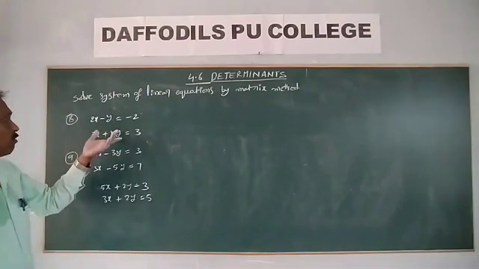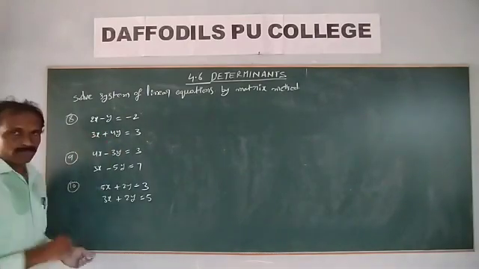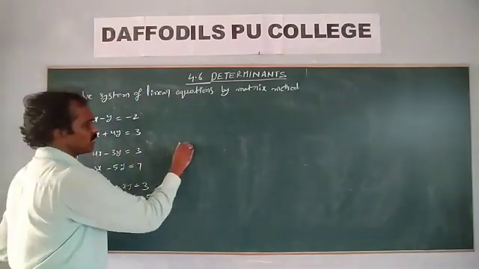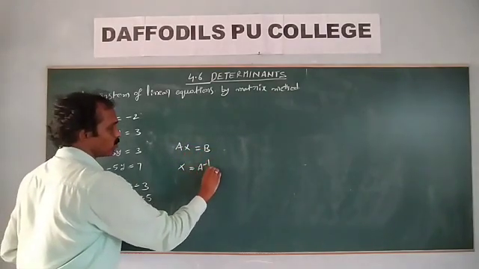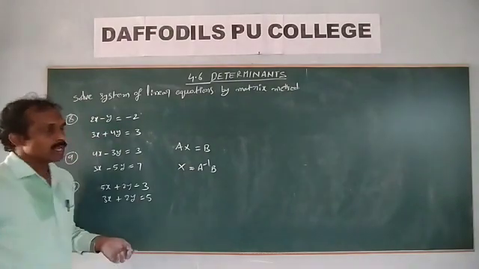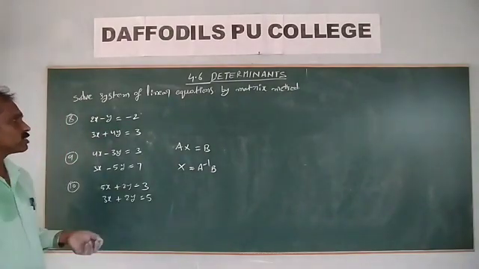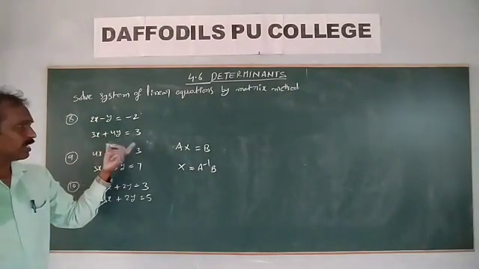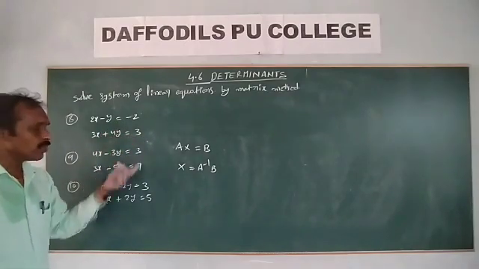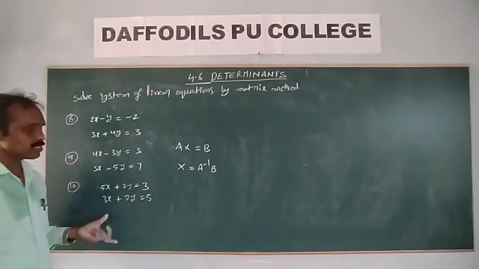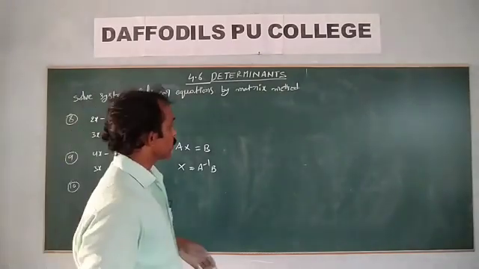Seventh problem. First of all, write these equations as AX is equal to B, that implies X is equal to A inverse into B. Afterwards find A inverse, which is 1 by delta times adjoint A. If delta is non-zero, the matrix is non-singular and it has a solution. Follow the process, same like that. Do homework this way.